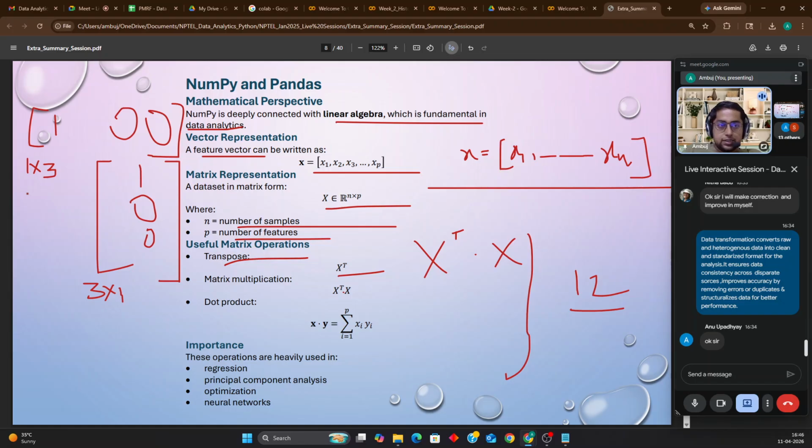If the first matrix is of size m cross n, and another is of size p cross q, then the primary condition is n should be equal to p. If n is not equal to p, then matrix multiplication is not possible. The resultant matrix would be of size m cross q.